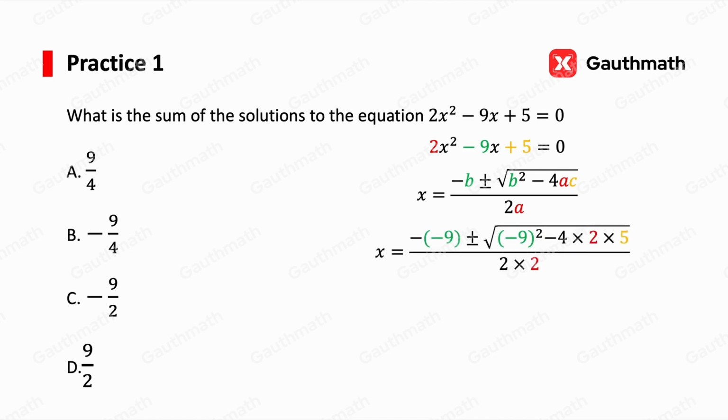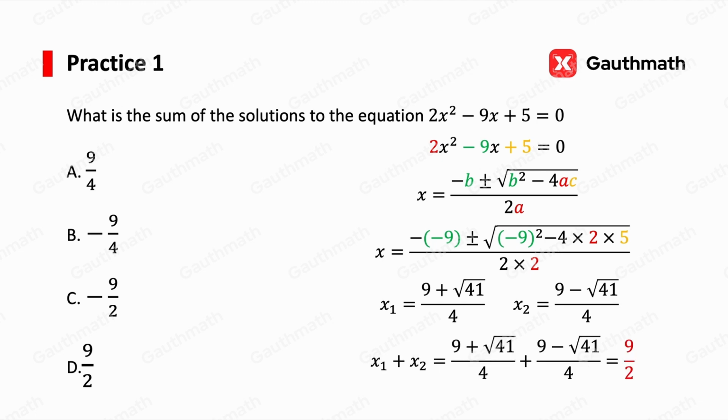So x equals negative 9 plus or minus the square root of negative 9 squared minus 4 times 2 times 5, over 2 times 2. We may do some calculation here. x1 equals 9 plus square root 41 over 4, and x2 equals 9 minus square root 41 over 4. The question asks for the sum of the solutions, so we add the two solutions together. x1 plus x2 equals 9 over 2. So the correct answer is D.